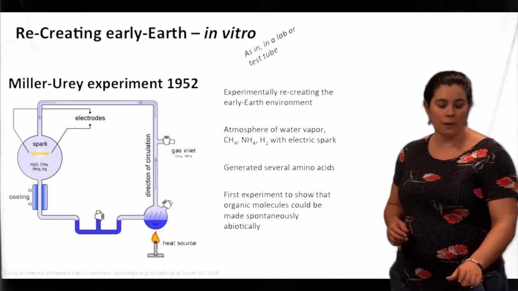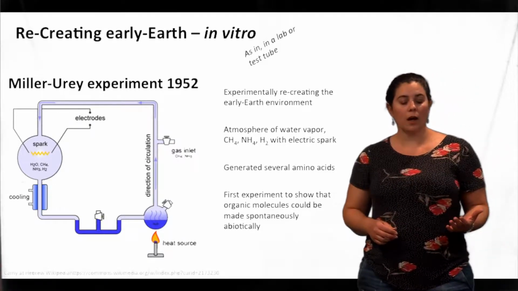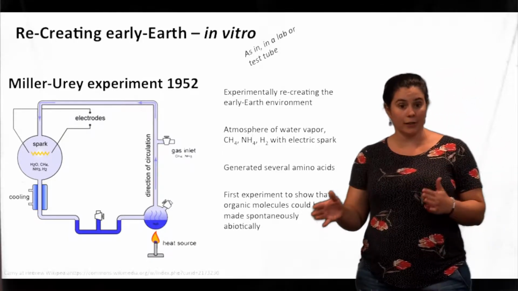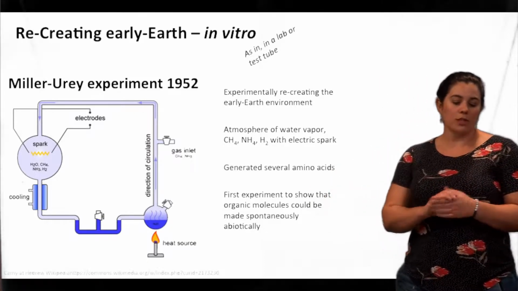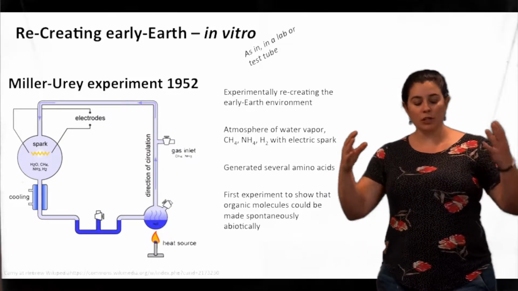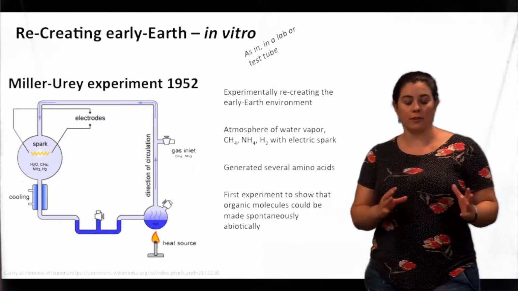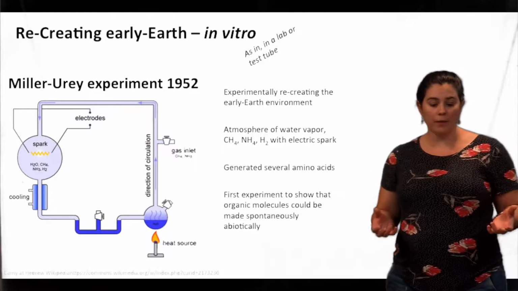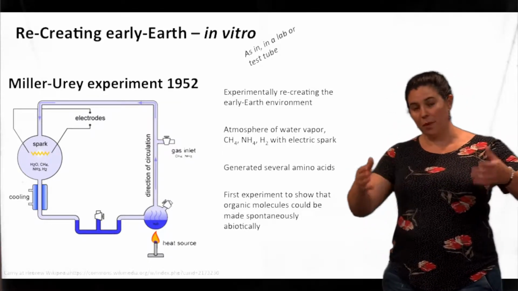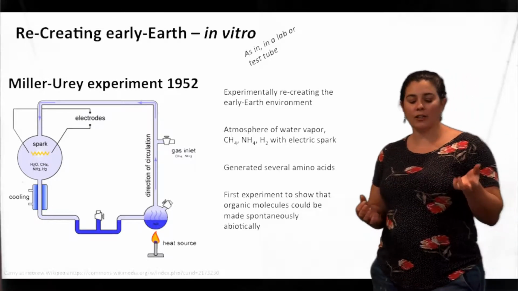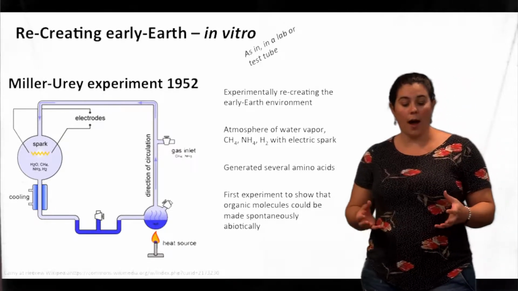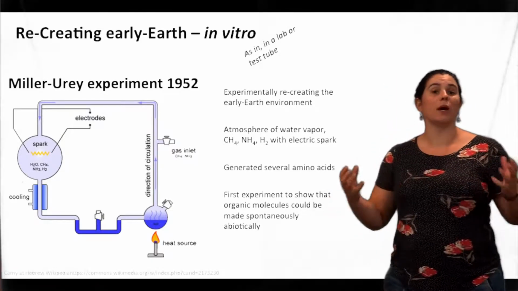One of the first experiments to recreate early Earth in vitro, as in a test tube in the lab, was the Miller-Urey experiment in 1952. And they experimentally recreated an early Earth environment using an atmosphere of water vapor, methane, ammonium, and hydrogen with an electric spark to mimic lightning. And they generated actually several amino acids this way. And this was all abiotically, without life, and spontaneously.